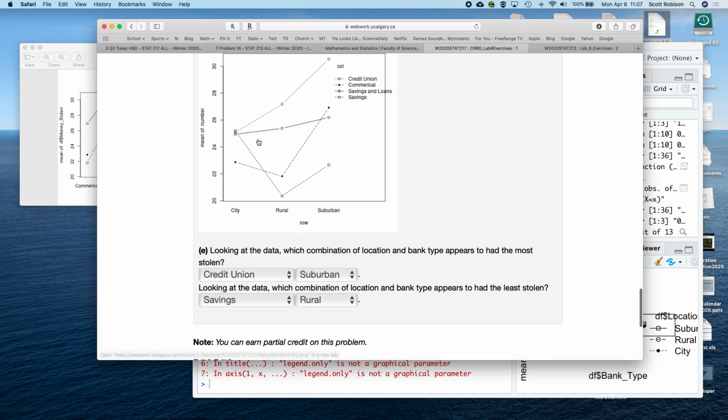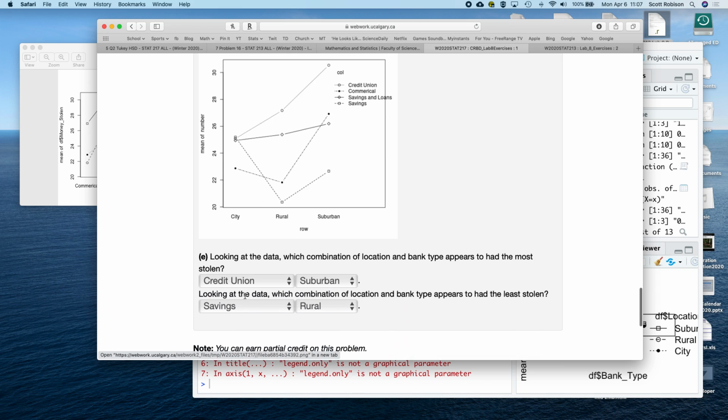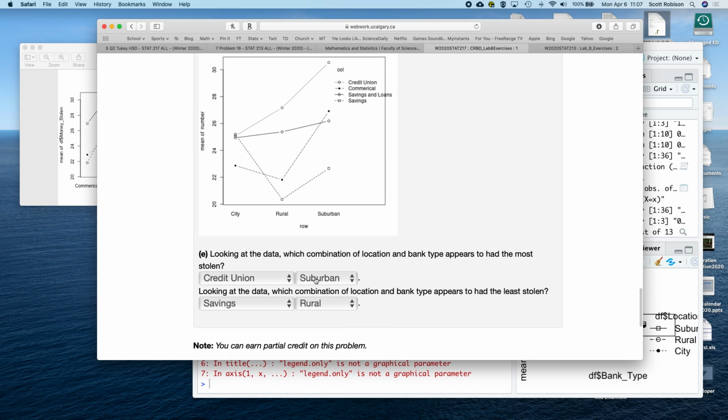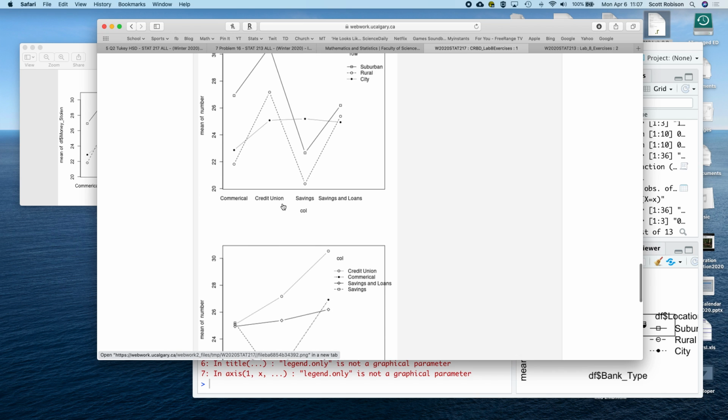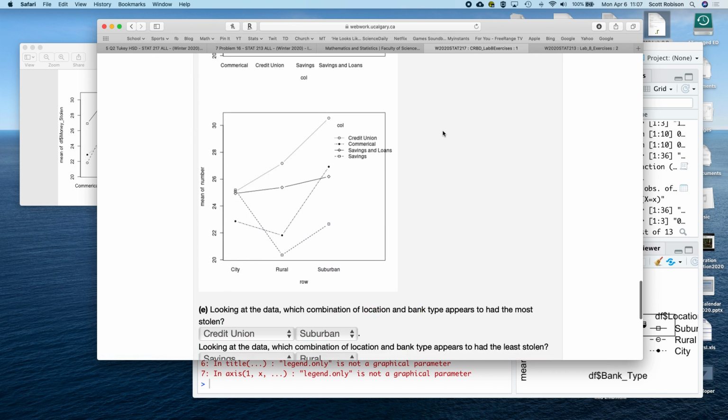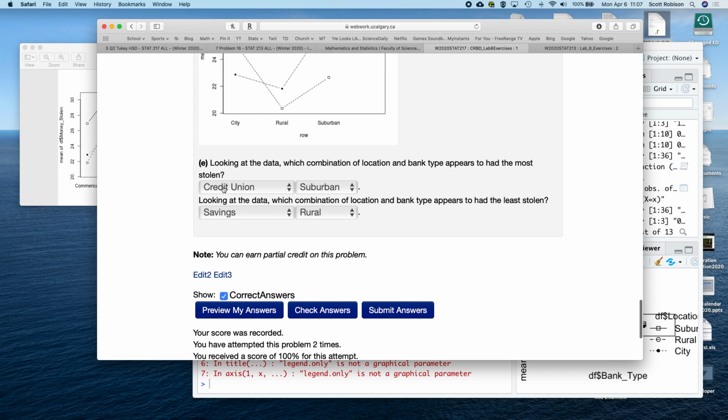So the highest group from either of these plots is telling us that it's the credit union from suburban, which is the lowest. You can see here this square point, which is the savings group in the rural category. And here the lowest point, again, is the savings group in the rural category. So either of those interaction plots do give you the same information, that if you did actually have a small p-value, you could see where the changes actually were.